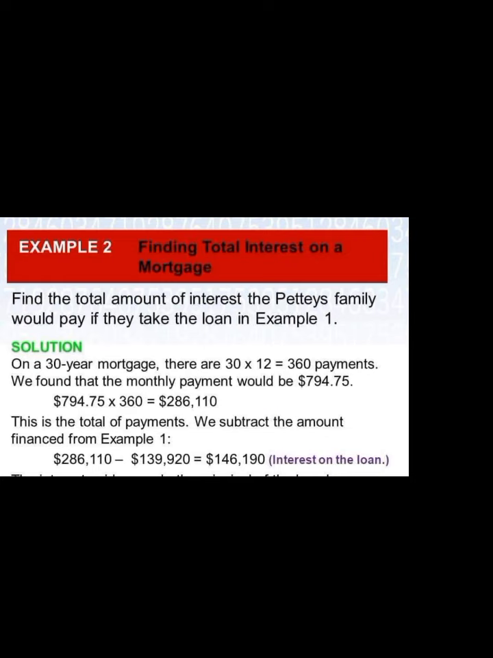We subtract the amount financed from example 1. So, $286,110 minus $139,920 equals $146,190. That is our interest on the loan.